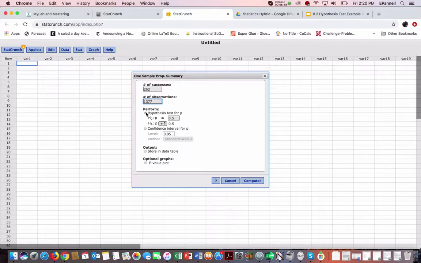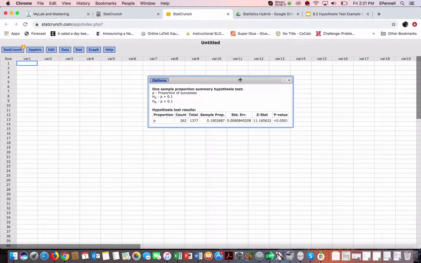It's hypothesis test for p, so we're trying to make some prediction about the likelihood of various things for p. And then we plug in 0.10, that's our null hypothesis, and then I have to change this to p is greater than 0.10 because we want to know, did the number of e-readers that people owned go up? Was p bigger than 10% after the holidays? And then we push compute.